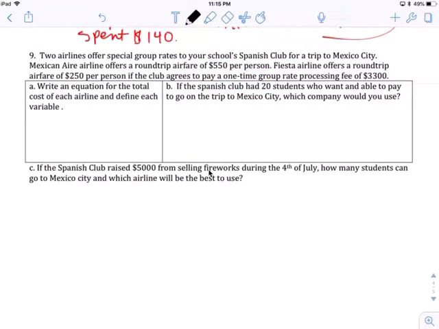Okay, 2 airlines offer a special rate at your school Spanish club for a trip to Mexico City. Mexican Air offers a round trip of this much per person. Okay, so write an equation for the total cost for each airline and define the variable. That's what we're doing.